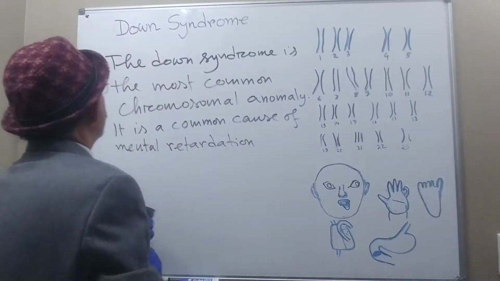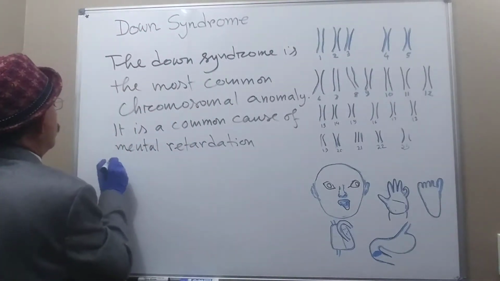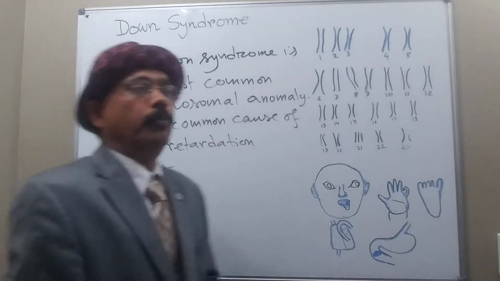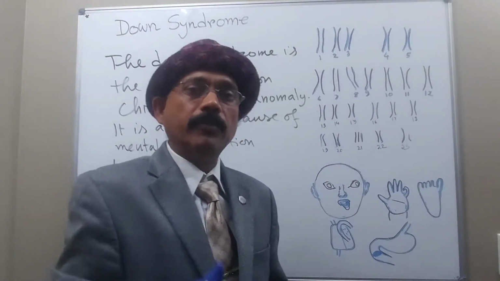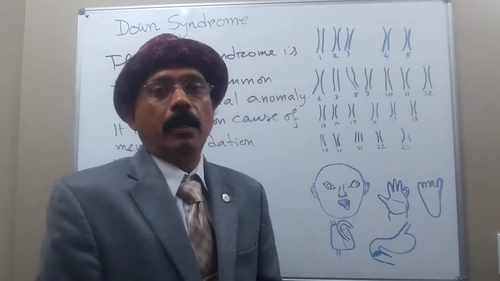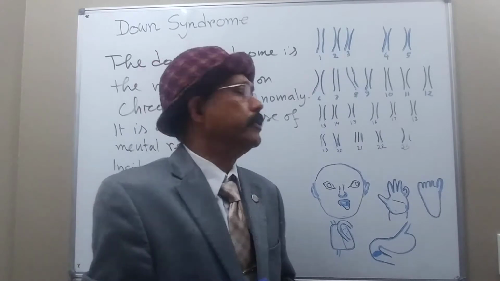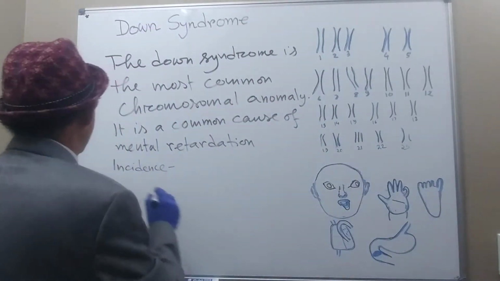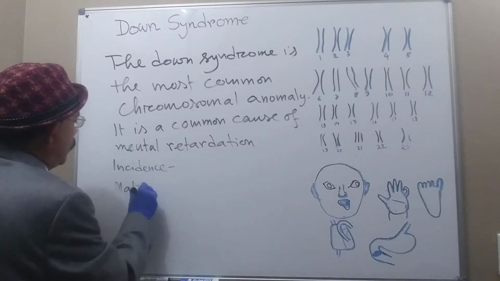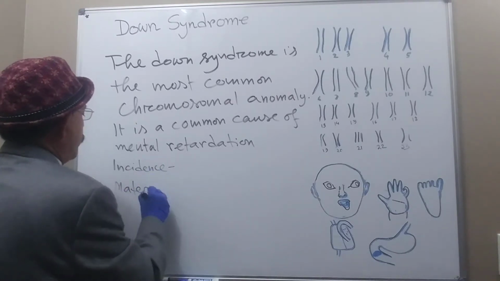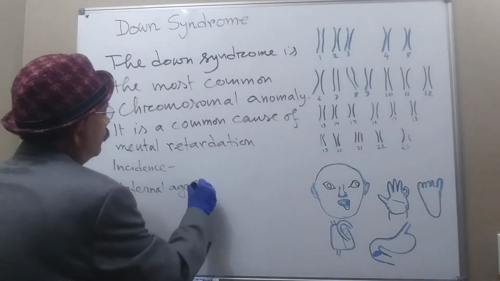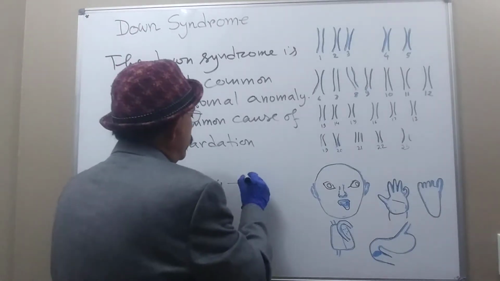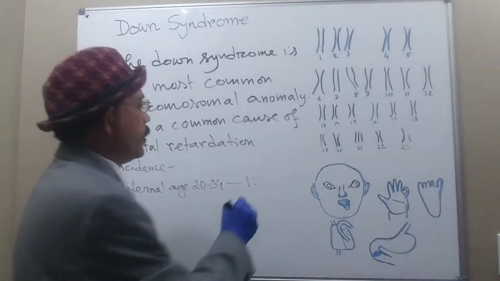So what is its incidence? Incidence of Down syndrome. Incidence means new cases in a population. Incidence increases as the maternal age increases. At maternal age 20 to 24, the incidence would be 1 in 1400.